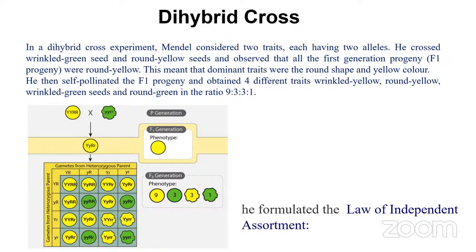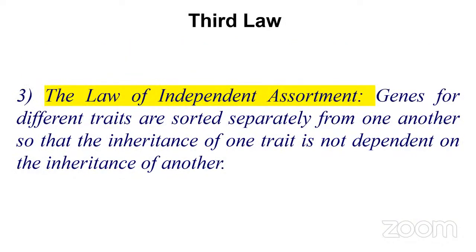In this experiment, he formulated the law of independent assortment. What does the law of independent assortment tell us? That the genes for different traits are sorted separately. For example, the genes for round will sort independently of the genes for wrinkled or yellow color. So the shape and the color genes will separate independently of each other.